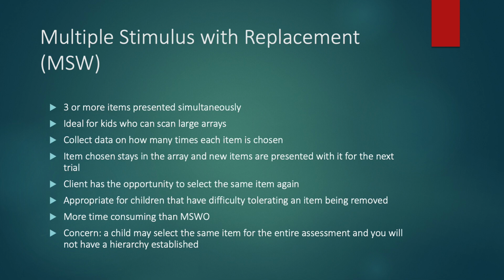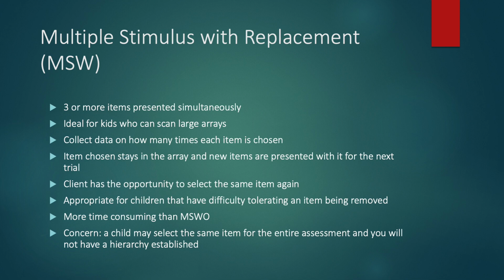So with the single stimulus preference assessment, there's only 1 item included, one item at a time, and then once they stop interacting with that one, we present another one. With the paired stimulus preference assessments, we have two items that are paired against each other, and we see what choice they make between those two items.